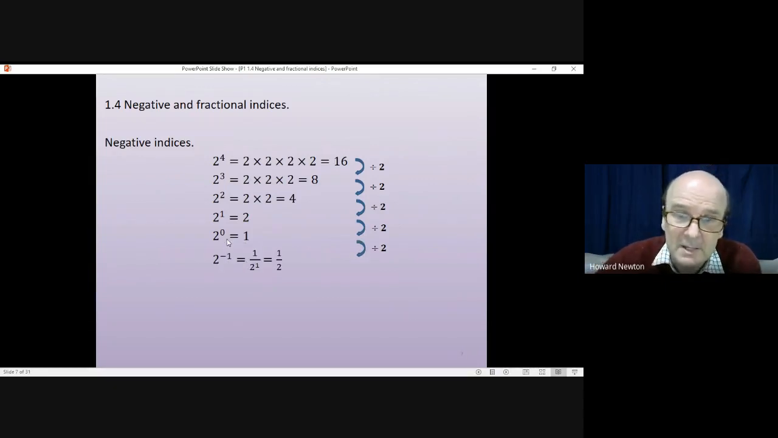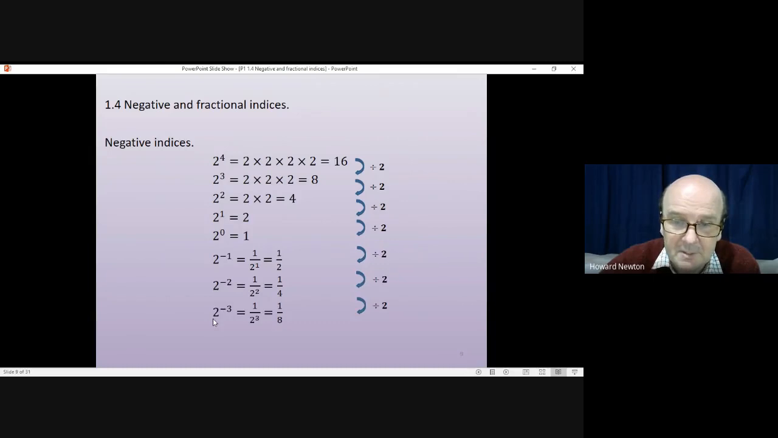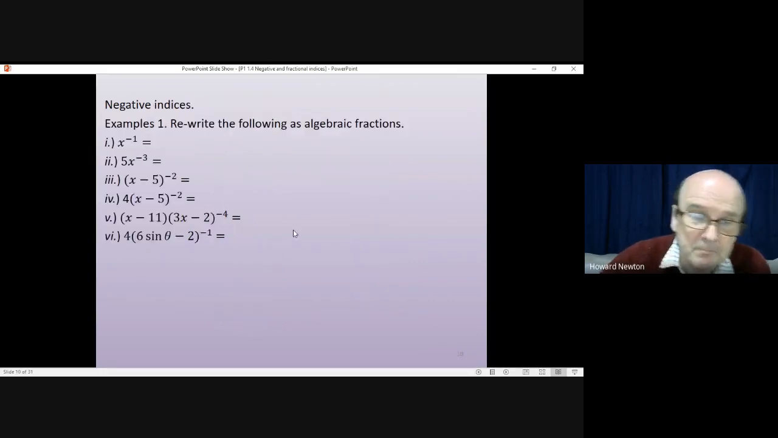Keep going down, take another 1 off, and you'll have 2 to the power of minus 1, which means we've divided by 2 again. 1 divided by 2 is a half, or 1 over 2 to the power of 1. Divide by 2 again, we'll have a quarter, or 1 over 2 squared. Divide by 2 again, we'll have 1 over 2 cubed. And so you can see the pattern. 2 to the power of minus 1 is 1 over 2 to the 1. 2 to the power of minus 2 is 1 over 2 to the 2. And so on, and so on.